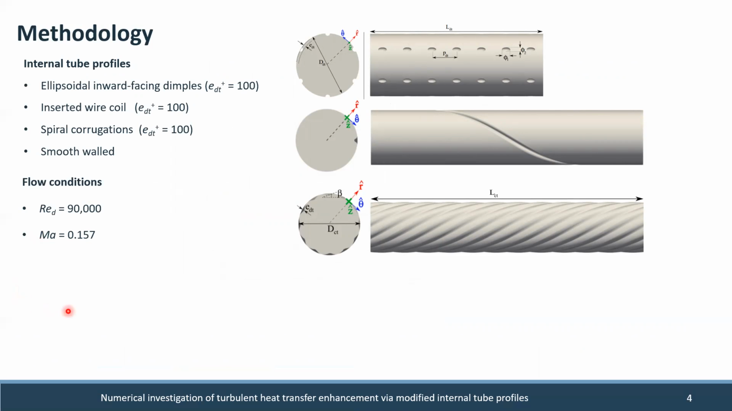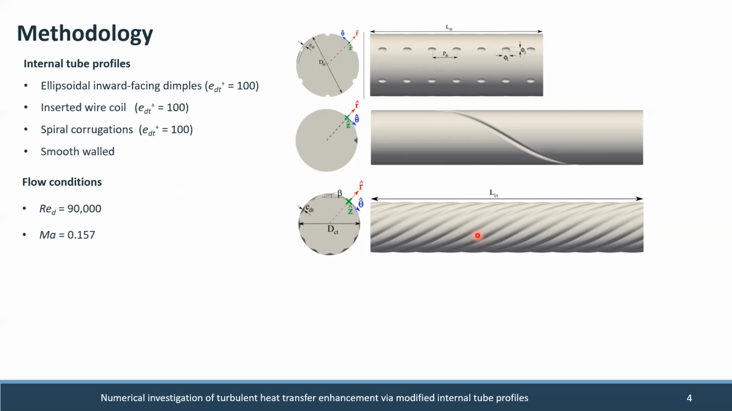Now about the methodology. We have 3 different cases here. This is the ellipsoidal inward facing dimple tube. This one is the tube with inserted wire coil, and this one is a spirally corrugated tube. We want to simulate our turbulent flow inside these 3 tubes, and we want to compare their heat transfer enhancement performance.